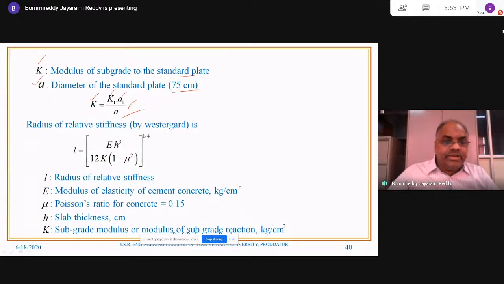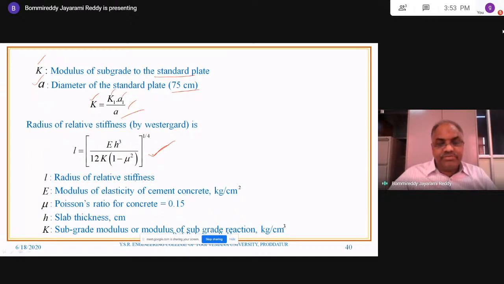Next one, radius of relative stiffness. You have to remember this particular formula. It is an important one. L is equal to (E H cubed by 12 K into (1 minus mu square)) whole to the power of 1 by 4. You have to remember this formula. L is the radius of relative stiffness.